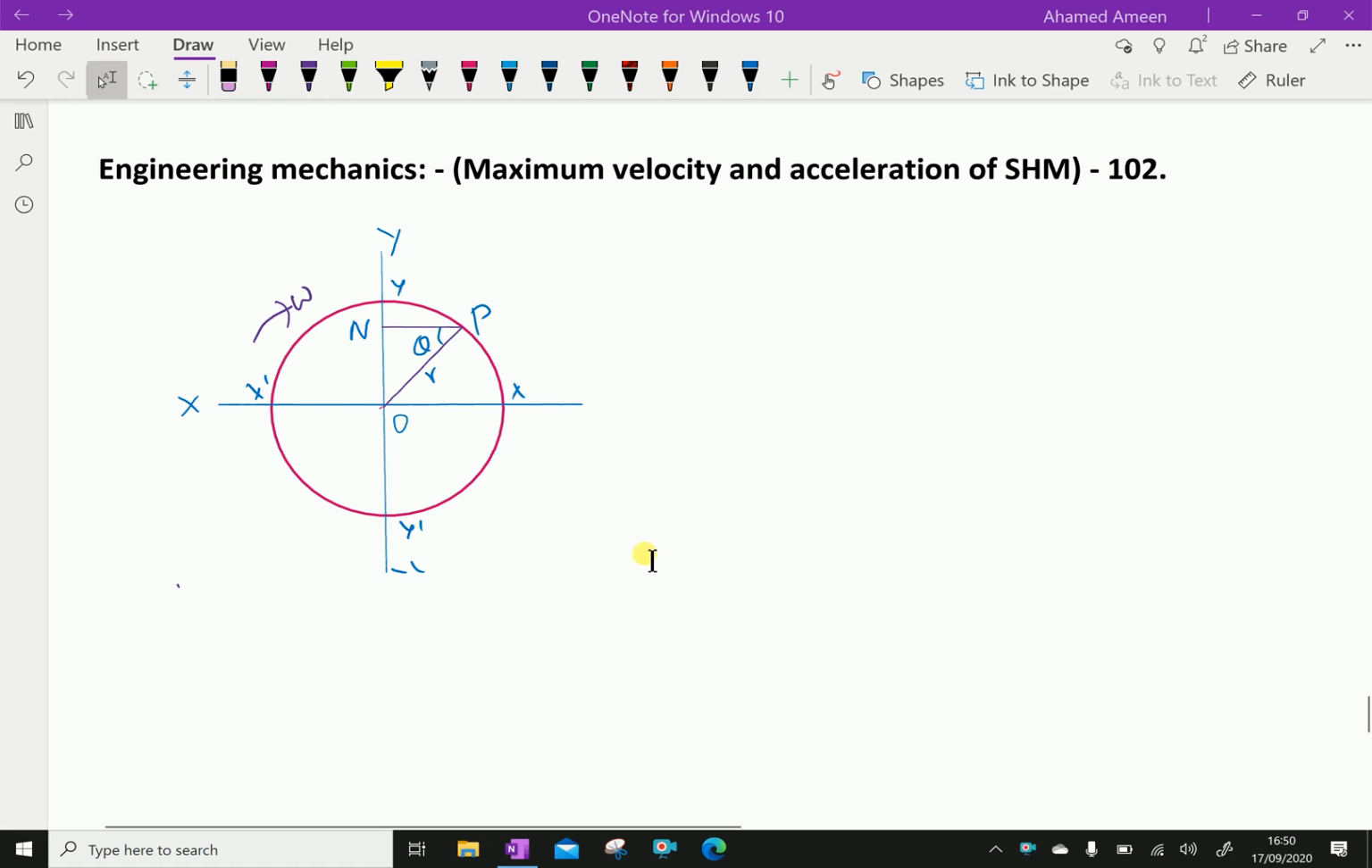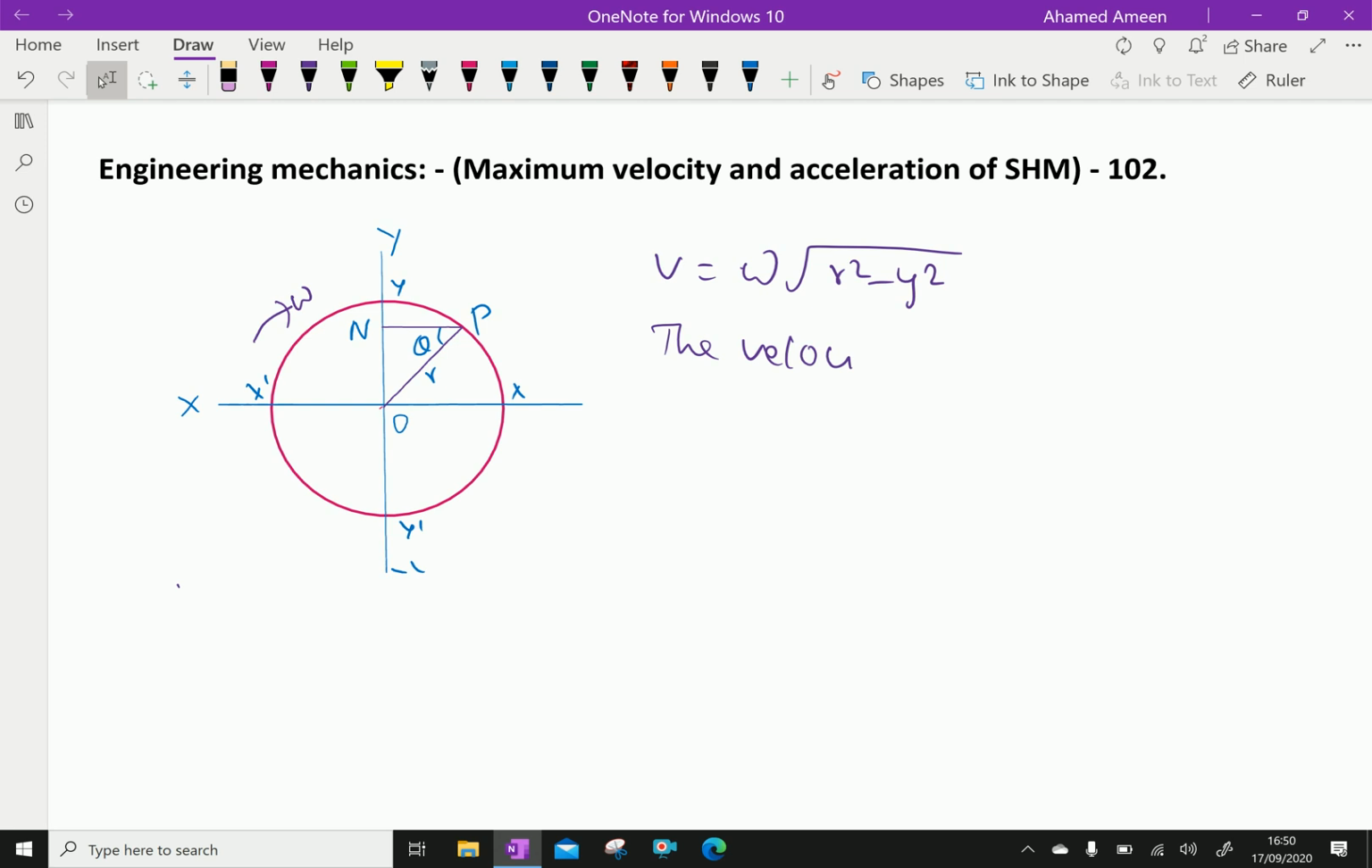We know that the velocity of simple harmonic motion is v equal to omega into square root of r squared minus y squared. Already we discussed this. Here, r is the amplitude. The velocity is maximum when y equals 0.